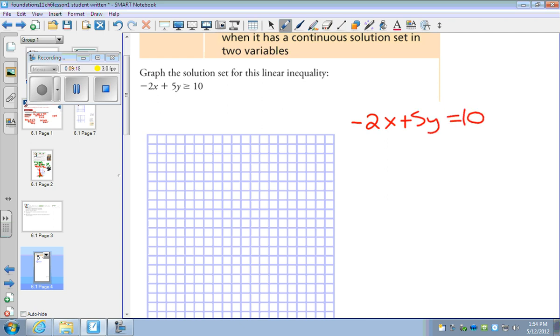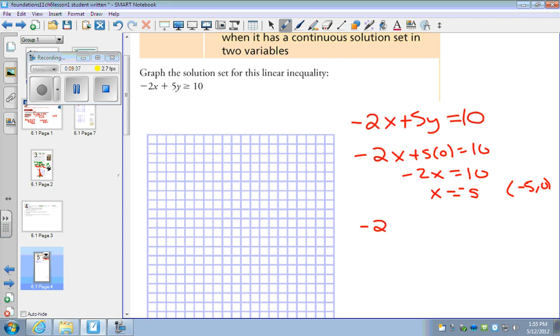And what I do is I find my x and y intercept. So let's find the x intercept. What we do is we let y equal 0. If negative 2 times x equals 10, well, x must be negative 5. So I have the point negative 5 and 0. This time I'm going to get both points before I start plotting. Now I am going to get my y-intercept by letting my x be 0. So in this case, y would be 2. So we would get 0 and 2. Okay.